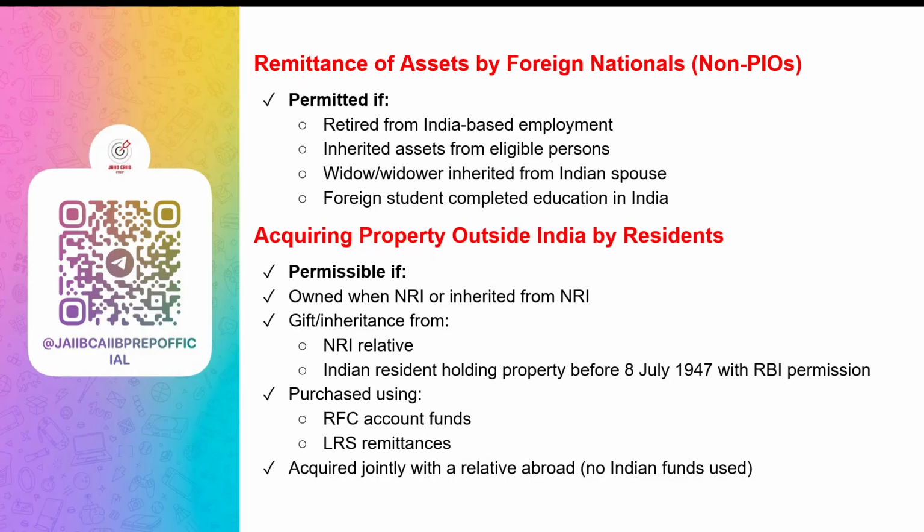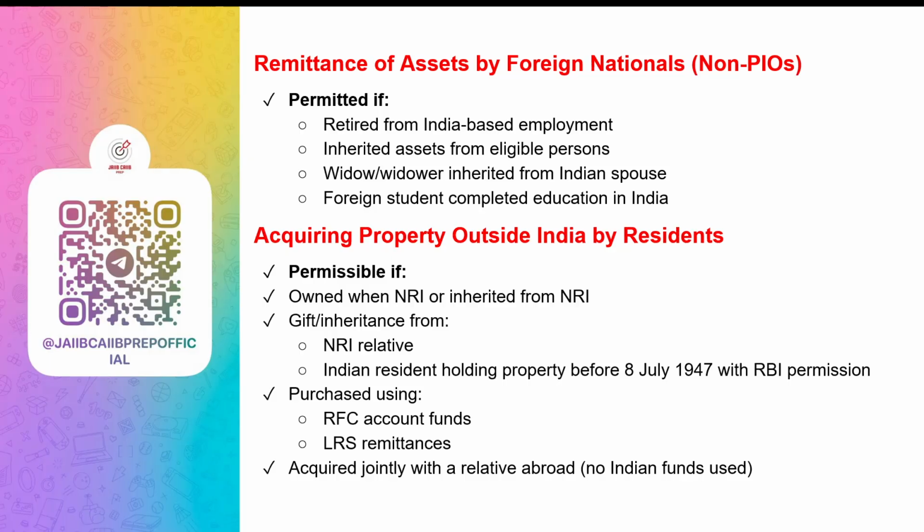Remittance of assets by foreign nationals. So foreign nationals can send money or assets out of India, but again under certain conditions, like they are retired from their Indian-based employment, they can send their savings. They have inherited property or assets from someone who is covered under FEMA laws, a widow or widower who inherited from their Indian spouse, or a foreign student who completes education in India can remit his savings.